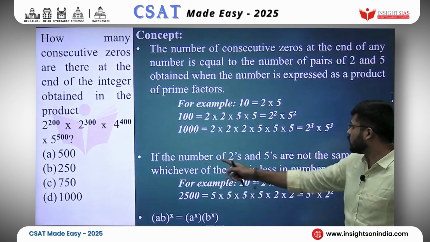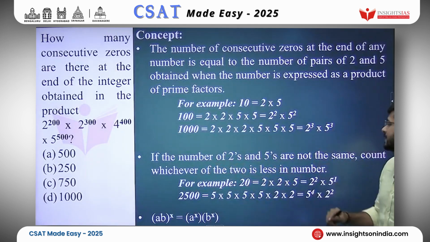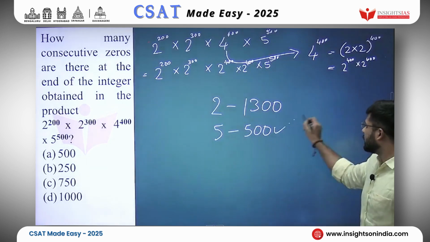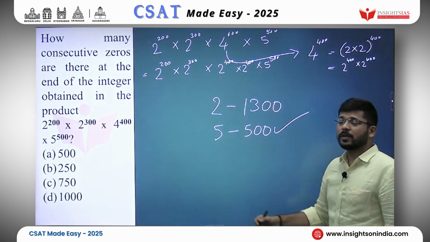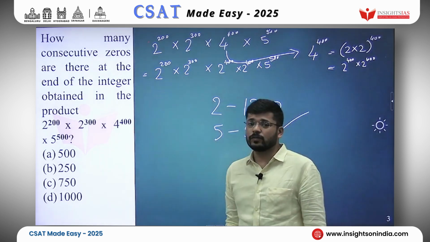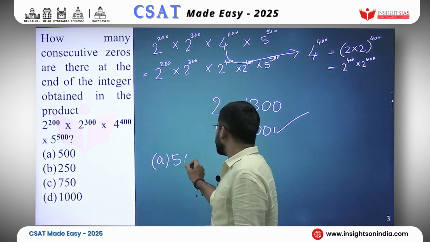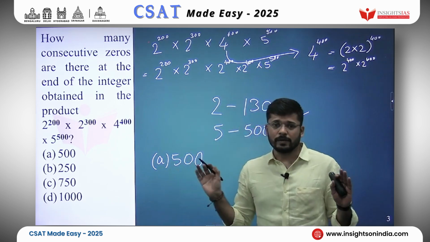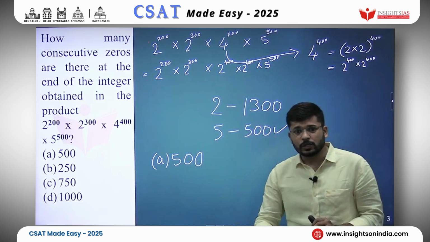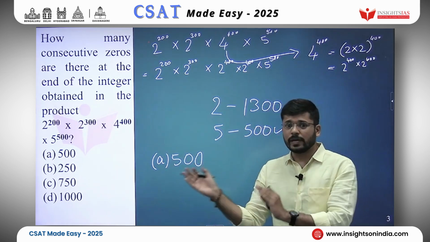Why? Because if the number of 2's and 5's are not the same, count which of the two is less in number. Which is less in number? This is less in number. So that many pairs of 2 and 5 we get, and that many zeros we will get at the end of this number. So what will our answer be? Our answer will be option A, 500. This was an easy question, easy concept. We understood the concept of the number of zeros at the end of any number.